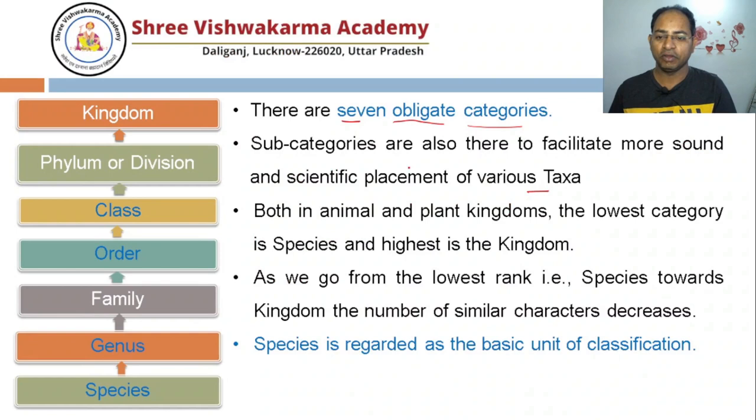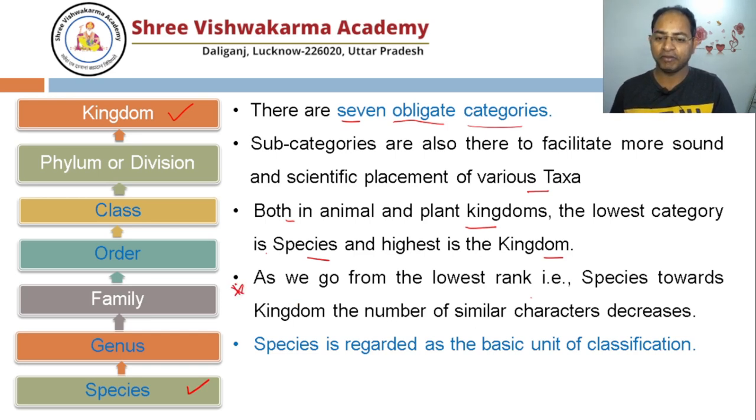Okay. So in both the animal and plant kingdoms, the lowest category is species and the highest is the kingdom. So the lowest is species and the highest is the kingdom. These are all 7 obligate categories that are there in all classification. So as we go from the lowest rank, that is species, towards kingdom, the number of similar characters decreases.